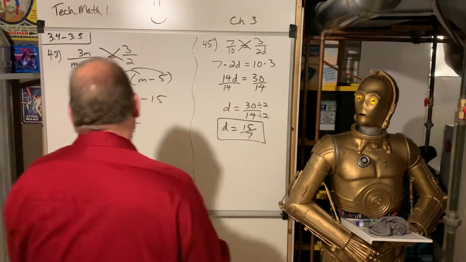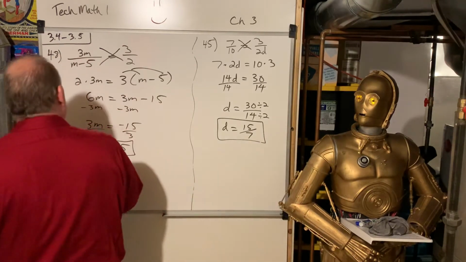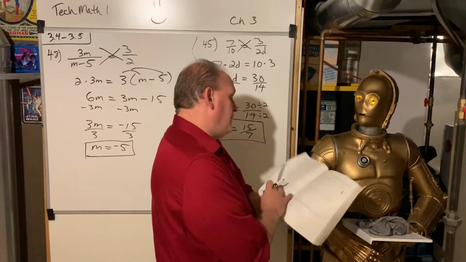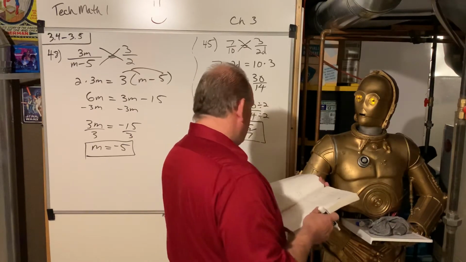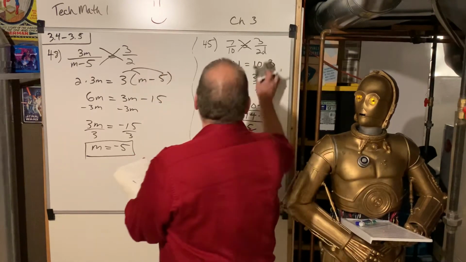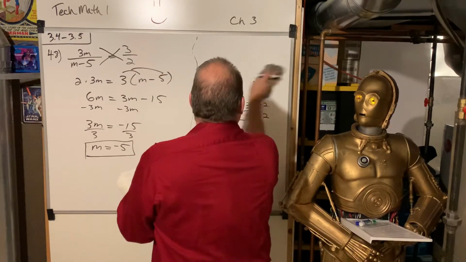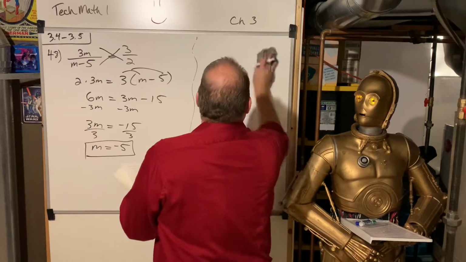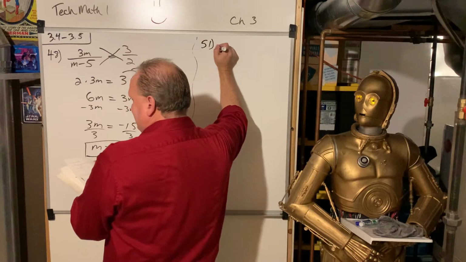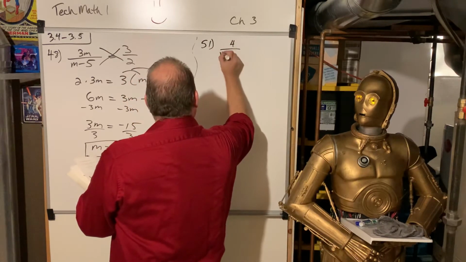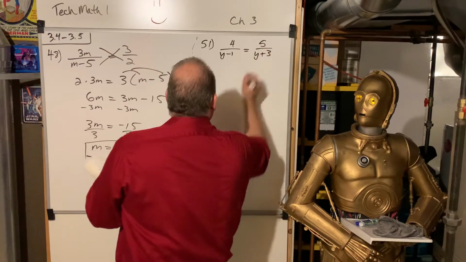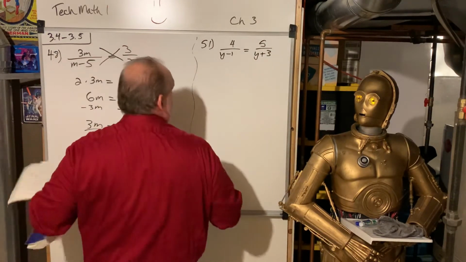All right. Okay, up one more on this section. I want to do 51. Oh, that's an interesting one. Let's take a look at 51. That is on page 126. We got 4 over y minus 1 equals 5 over y plus 3. And we are going to cross multiply and solve.